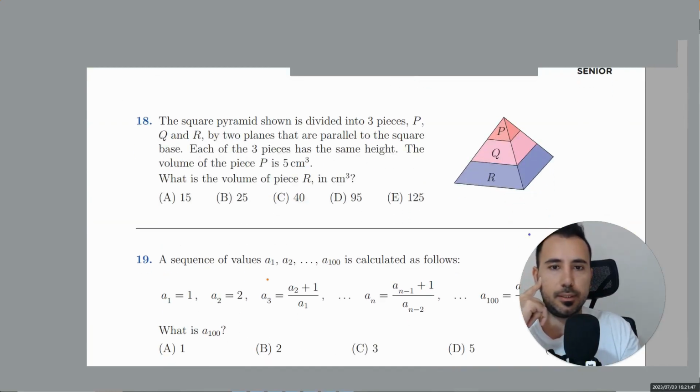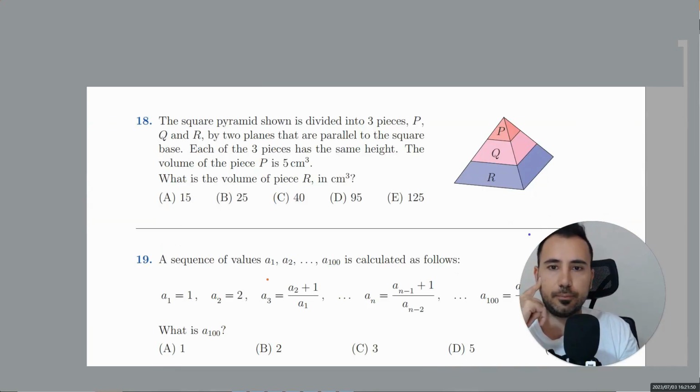So let's just see here. Question 18. The square pyramid shown is divided into 3 pieces, P, Q, R, by 2 planes that are parallel to the square base. Each of the 3 pieces has the same height. This is crucial. The volume of the piece P is 5. What is the volume of piece R, the last one, in centimeters cubed?